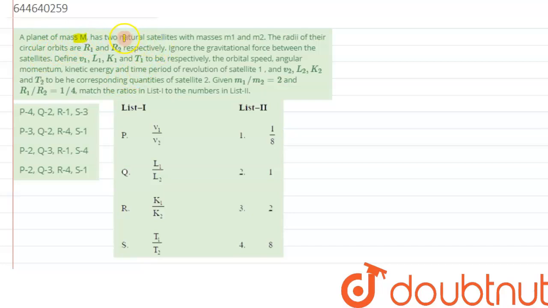Hello everyone, so we are given a question which says a planet of mass capital M has two natural satellites with mass m1 and m2. The radii of their circular orbits are r1 and r2 respectively. Ignore the gravitational force between the satellites.